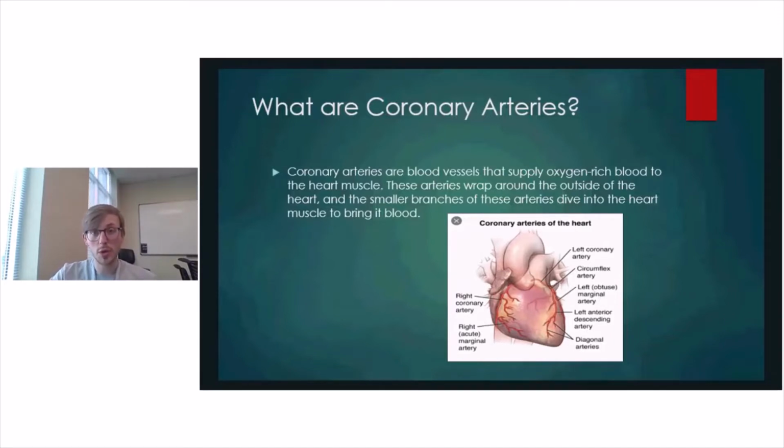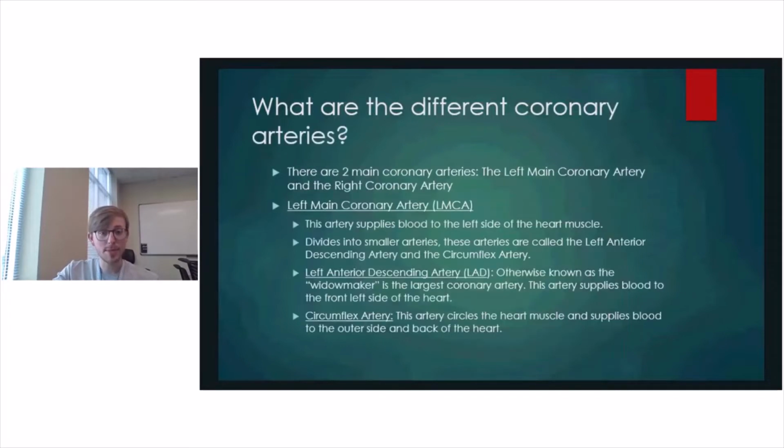These arteries will wrap around the entirety of the heart muscle and then end up breaking off into smaller branches that dive into the heart muscle to help bring it blood. Next up are the different coronary arteries that we do have. There are two main coronary arteries, the left main coronary artery and the right coronary artery.